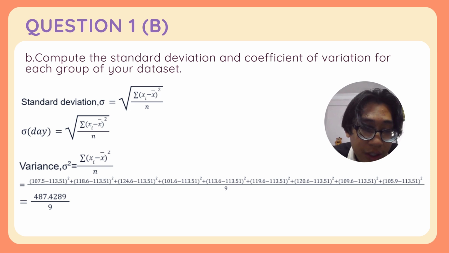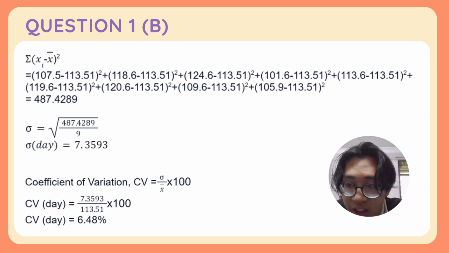So we got 487.4289 divided by 9. The top is the variance equation, in case you're having a hard time seeing it, because on the last slide it's too small. Anyway, we insert the variance into the standard deviation formula, square root the variance that we just got, and we got the standard deviation for day shift, which is 7.3593.